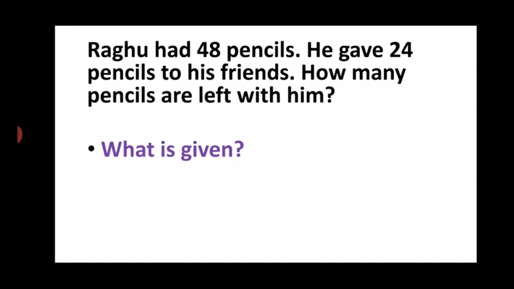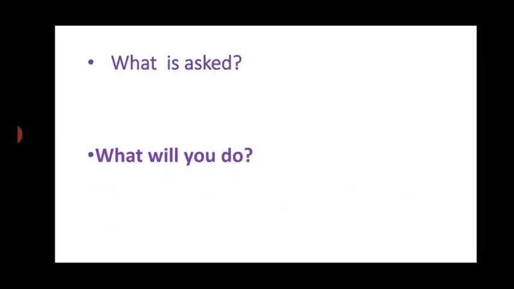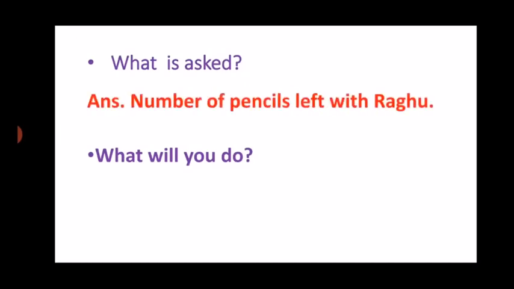So children, what is given? Number of pencils Raghu had and number of pencils he gave to his friends. What is asked? That is number of pencils left with Raghu. And what shall we do in this? Subtract. So what is our plan? That is subtract. Now let's solve this sum.